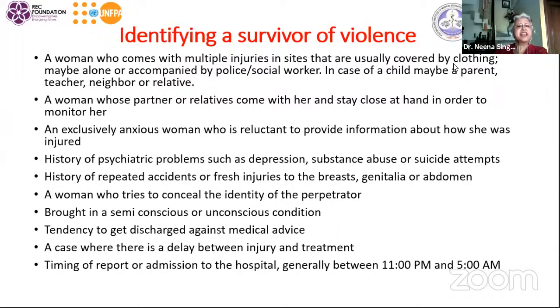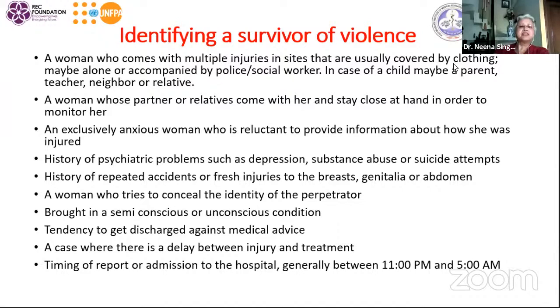An exclusively anxious woman, a woman who has undergone sexual violence, will be agitated and anxious and restless and fearful. Most of the times she will be reluctant to provide information about how she was injured. There may be previous history of psychiatric problems such as depression, substance abuse, or suicide attempts. And there may be history of repeated accidents. Repeated accidents may be because of repeated acts of sexual violence or repeated acts of any kind of violence, or there may be fresh injuries to the breast, genitalia, or abdomen.